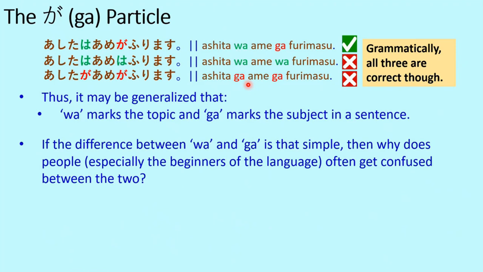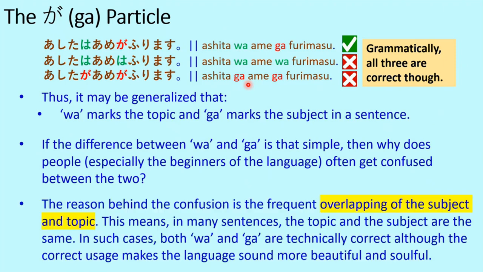Yes, it's a fact that there is a lot of confusion in the student community between wa and ga. The reason behind this confusion is the frequent overlapping of the subject and the topic in a sentence. When the topic and the subject are the same, then it creates confusion whether to prefer ga over wa or wa over ga. This means in many sentences the topic and the subject are the same. In such cases, both wa and ga are technically correct, although the correct usage makes the language sound more beautiful or soulful.